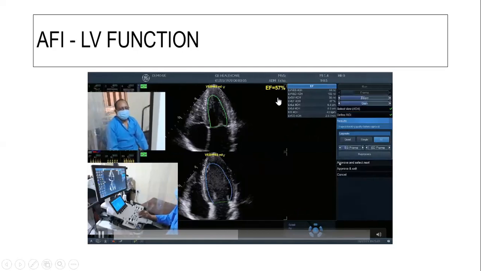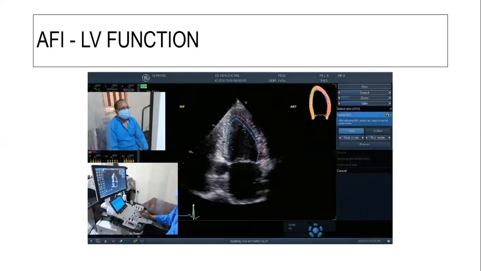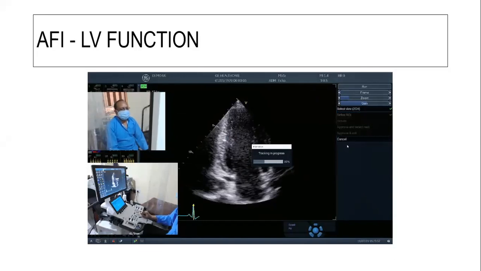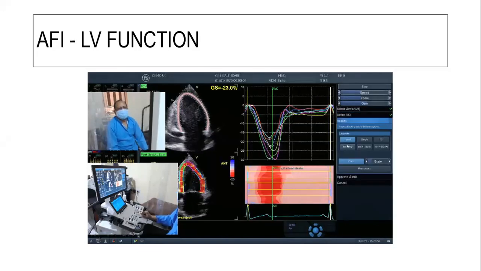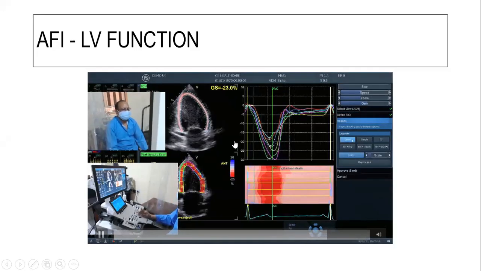And then we do a 2-chamber view. This is speckle imaging, doing a 2-chamber view, trying to adjust the margins. So this is a global longitudinal strain of 23% for the 2-chamber. And this is a global ejection fraction of 4 and 2 chambers together, 61%. These are all dimensions. And then we'll go to quad values.